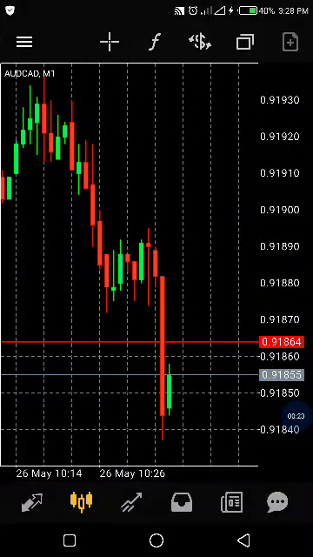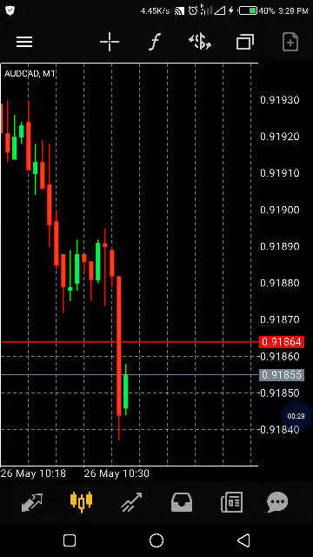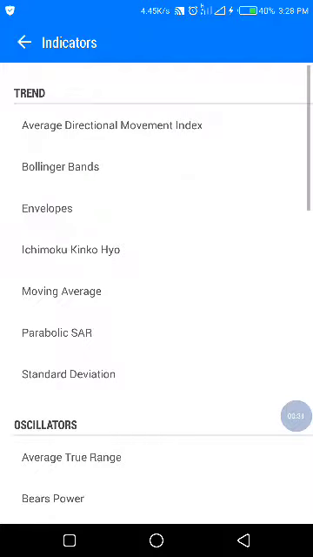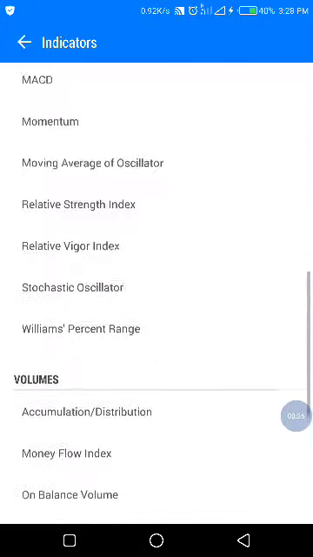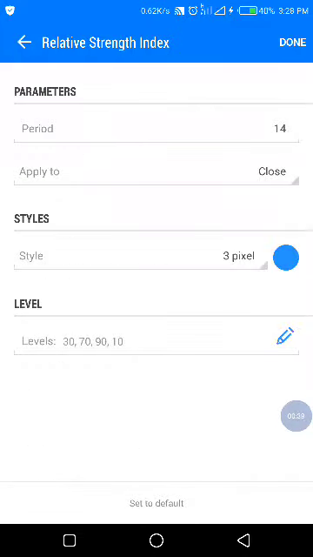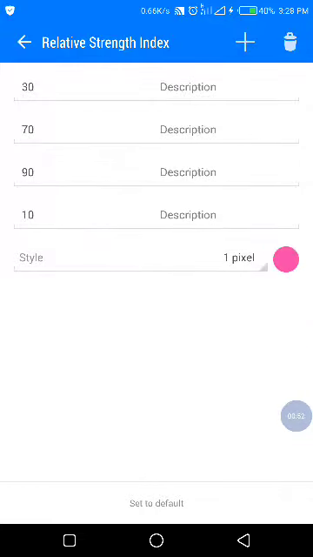So we will include the relative strength index first. We'll click on this F sign here, then go to relative strength index. Then we'll check the levels. The period will be the parameter 14, apply to close, then change the color to whatever color you want. Then for the levels, normally what you see is 30 and 70, so you have to click on this plus sign to include 90 and 10.